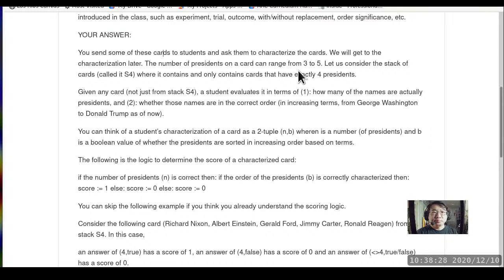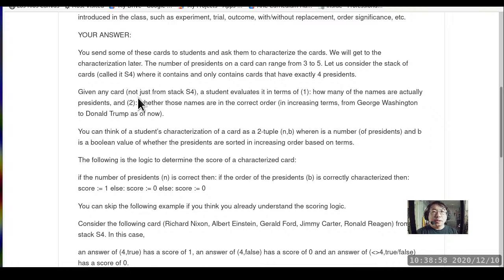So let us consider the stack of cards, and we'll call that stack 4, where it contains only cards that have exactly 4 presidents. So we're looking at a subset of all the cards that we generate. We're only focusing on the cards that have exactly 4 presidents, and we call that stack 4.